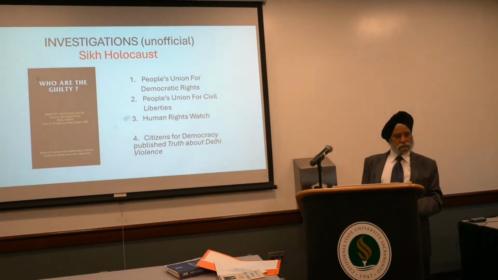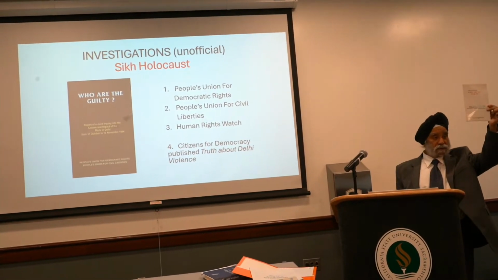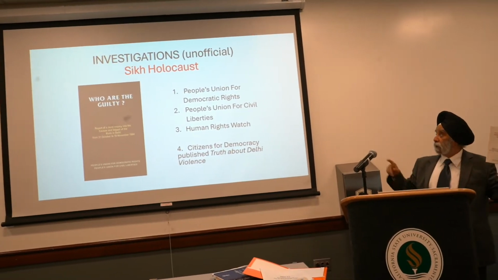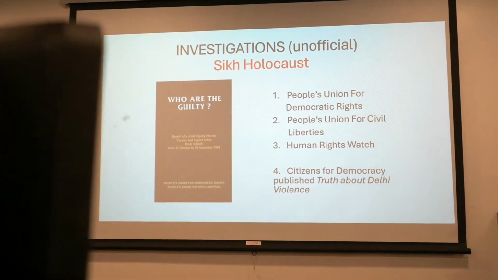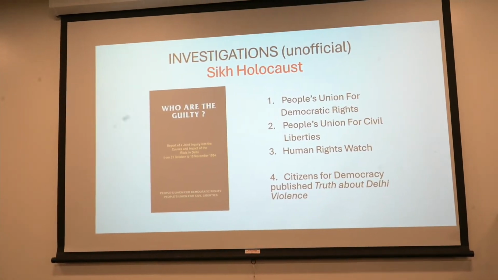Now, right after all these tragedies took place, there were some unofficial investigations. I brought one here, and I think there may be some copies here. This is an unofficial investigation by the People's Union for Democratic Rights and the People's Union for Civil Liberties. And then there's Human Rights Watch, which has its own separate report. And the fourth one is by Citizens for Democracy, who published Truth About Delhi Violence. So these are unofficial accounts. I'm bringing them here so you know that I'm not making it up. This was not done by Sikhs. These are non-Sikhs who did this investigation.